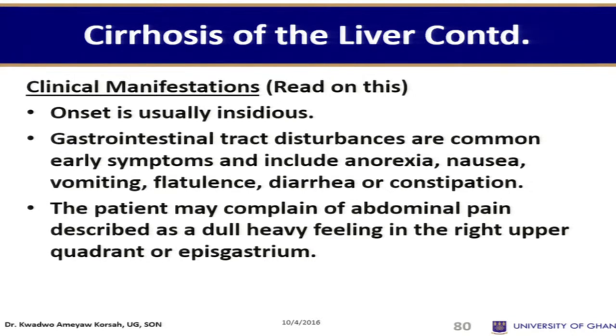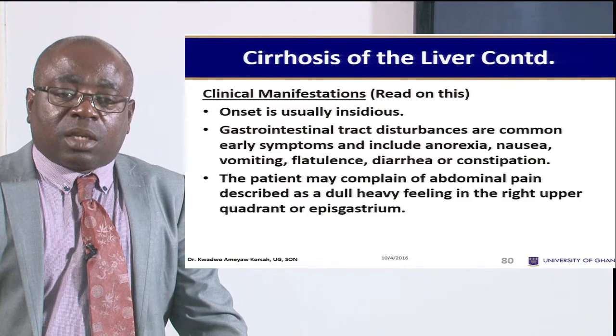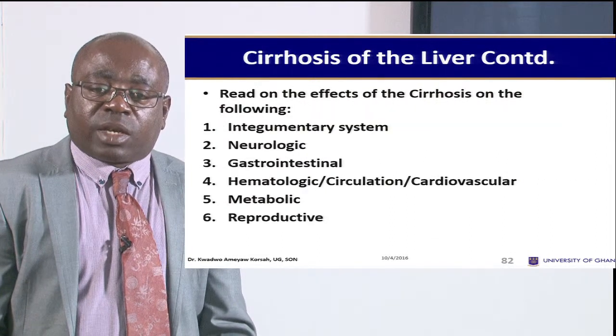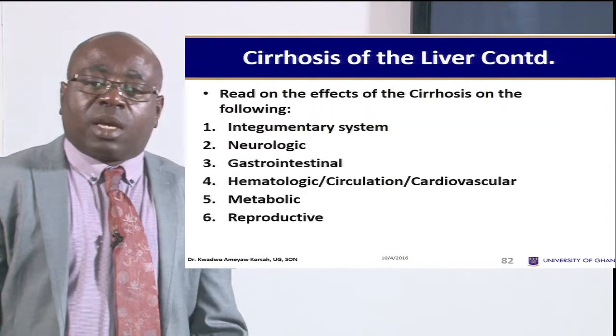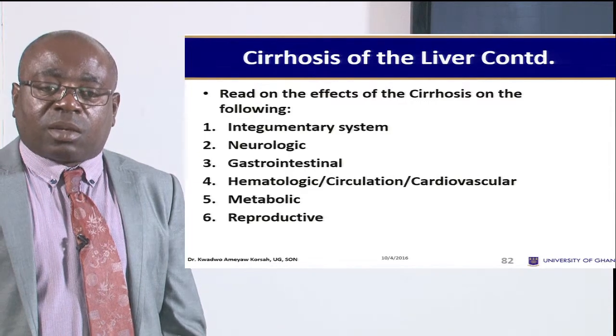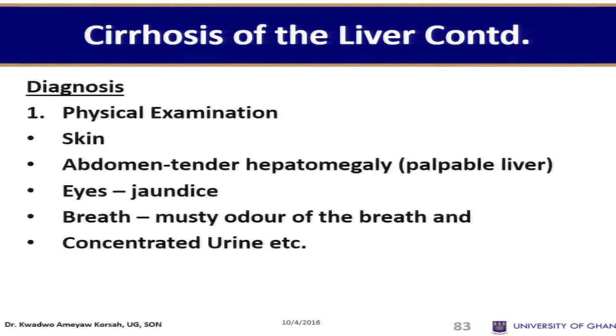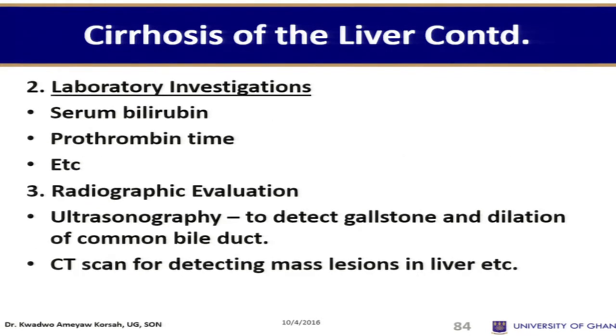You have to read on your own. The onset is usually insidious. Read on the effects of cirrhosis on the following systems: integumentary, neurologic, gastrointestinal, hematologic, circulation, cardiovascular, metabolic, and reproductive systems. The diagnosis points at physical examination: the skin, the abdomen, eyes, breath, and concentrated urine. Then the laboratory investigations in cirrhosis.